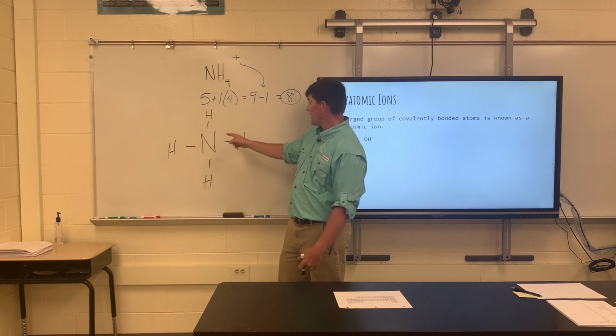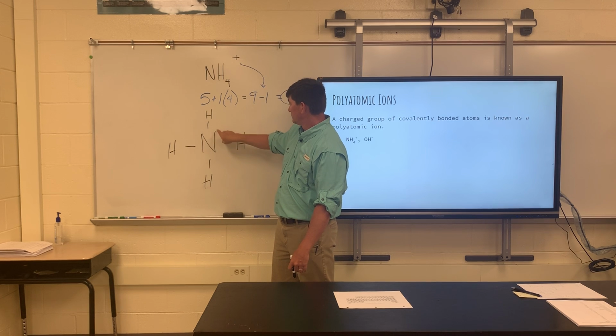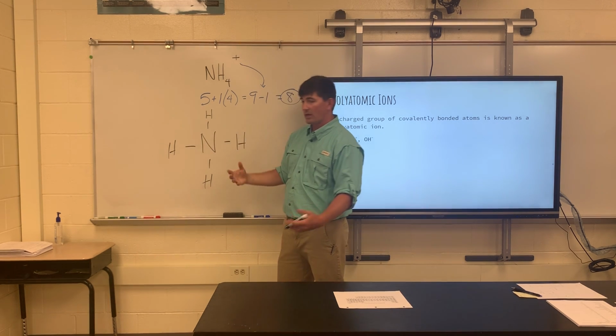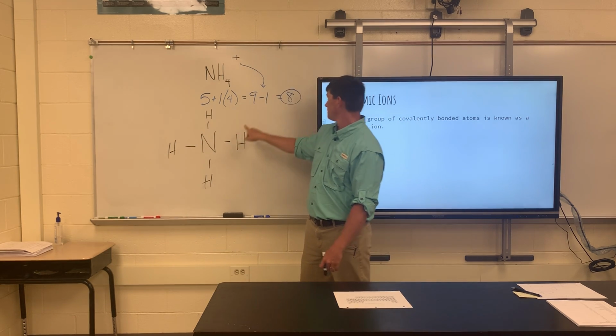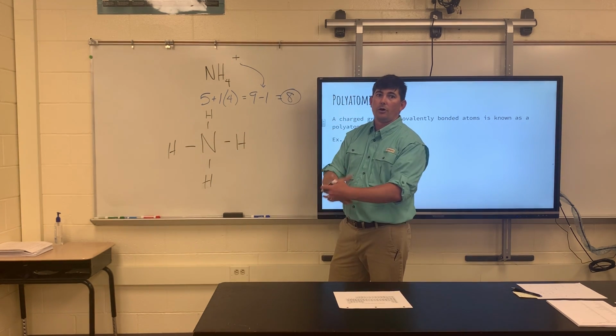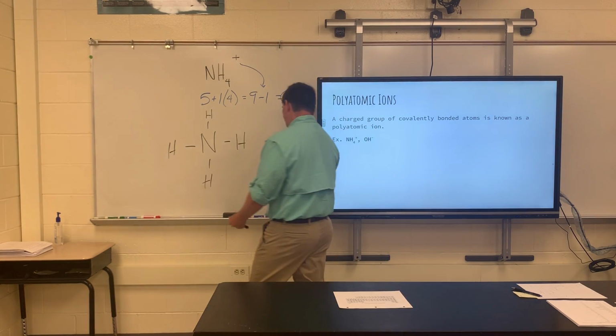Step 4 would be to make sure that everybody has 8 that needs 8. Nitrogen's got 2, 4, 6, 8, so that's good. As far as the total number of electrons that I have, 2, 4, 6, 8, I'm supposed to have 8, so that's it, all right?